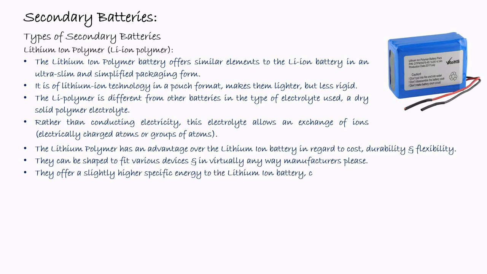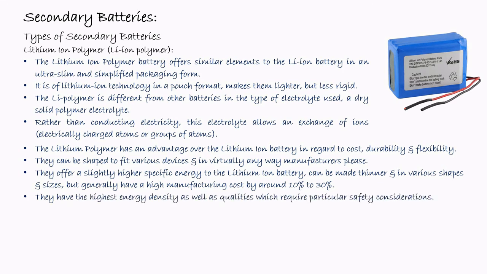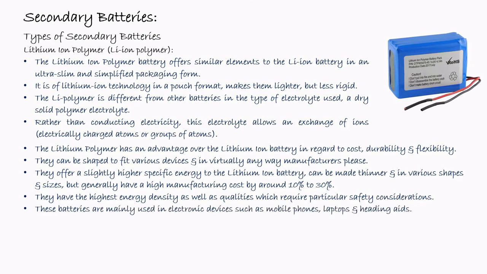They offer a slightly higher specific energy than the lithium ion battery and can be made thinner and in various shapes and sizes, but generally have a high manufacturing cost, by around 10 to 30% more than that of the lithium ion battery. They have the highest energy density as well as qualities which require particular safety consideration. These batteries are mainly used in electronic devices such as mobile phones, laptops, hearing aids, etc.